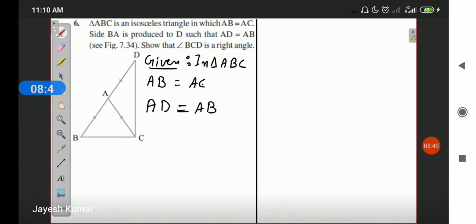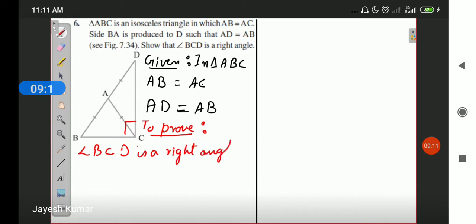Okay. Now, what do we need to prove? We need to prove that angle BCD is a right angle. Angle BCD, that is angle C, is a right angle. A right angle is 90 degrees. So how should we prove it? Once again, we are going to use theorem 7.2.